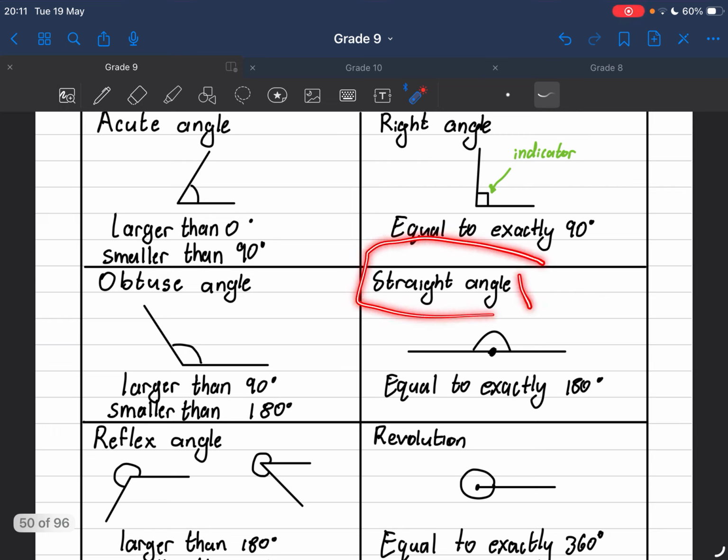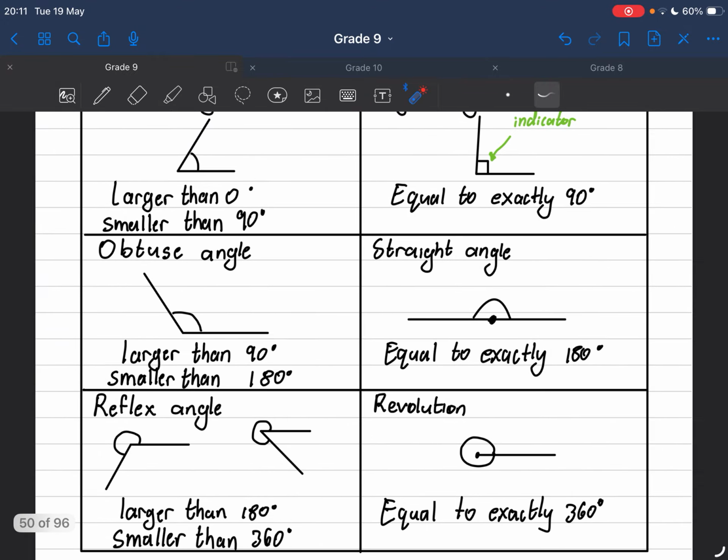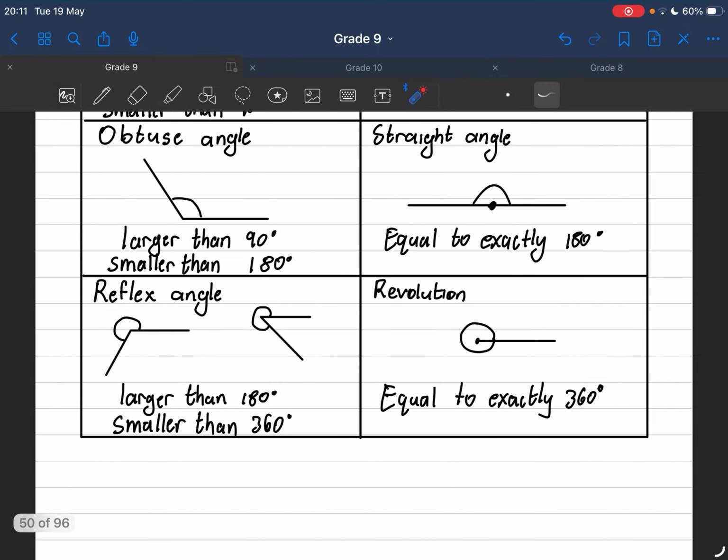A straight angle is when your angle is equal to exactly 180 degrees. So it's a half turn. So it goes from there to there. Right, it's exactly 180 degrees. A reflex angle is an angle larger than 180 degrees but smaller than 360 degrees. So it's bigger than 180 and smaller than 360.